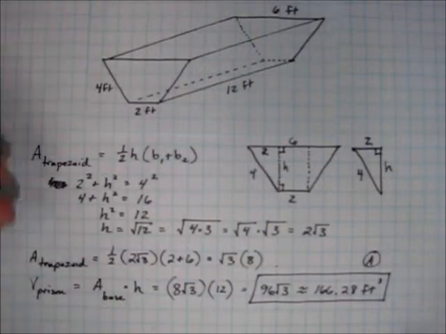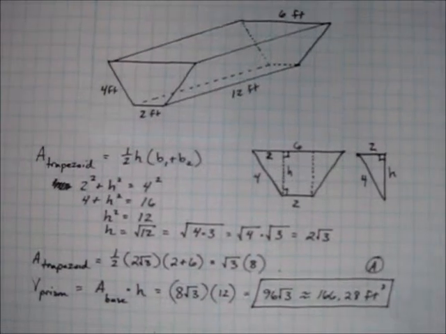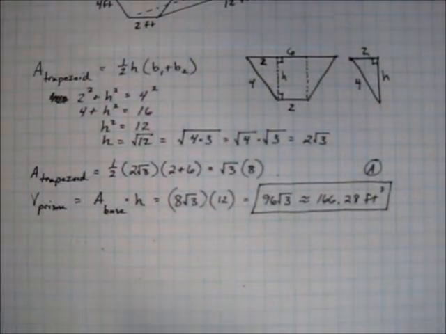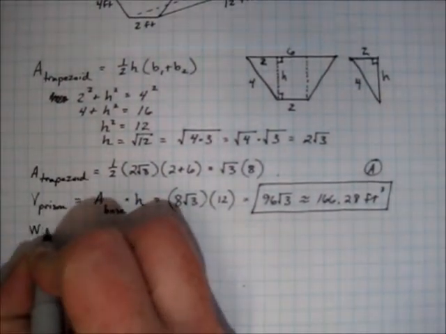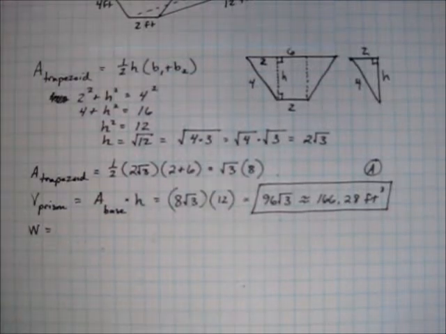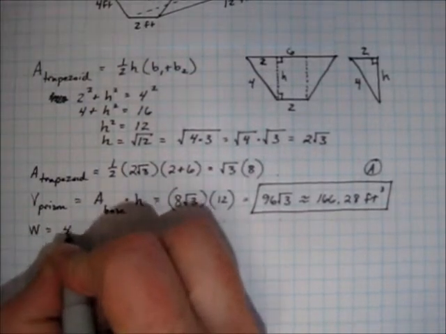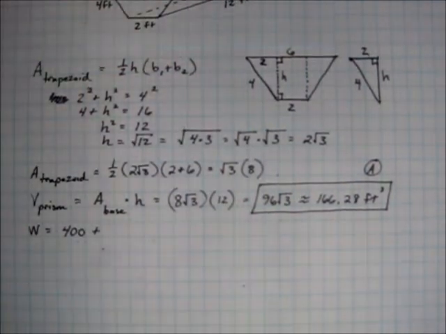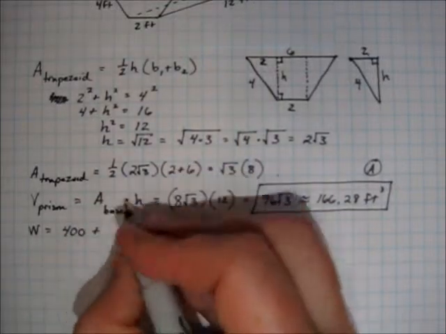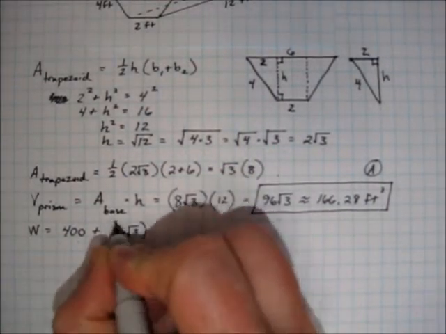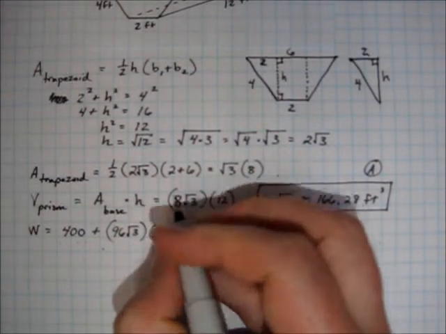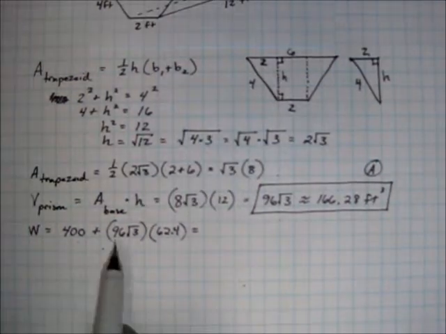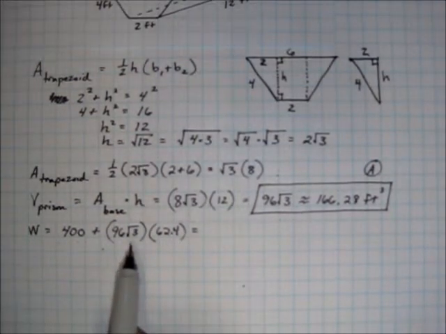Now part B asks us to determine the total weight of the trough. Well, we know that the empty trough weighs 400 pounds, so the full trough is going to be 400 plus however much the water weighs. We're told that water weighs 62.4 pounds per cubic feet. We know that we have 96 square root 3 cubic feet, so I need to multiply that by 62.4. Again, notice I'm using the exact value, trying not to use any rounded values till the final.